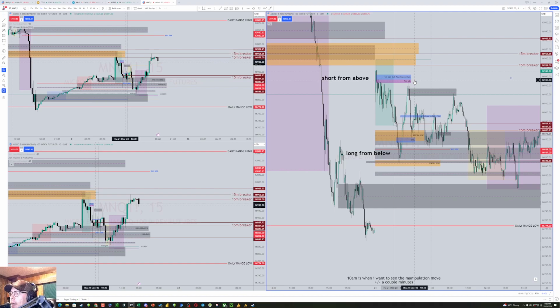I'm in deep discount. I had it happen at time. It's a liquidity raid and reversal with displacement. So no, that's not a short. That's you hold for the long.